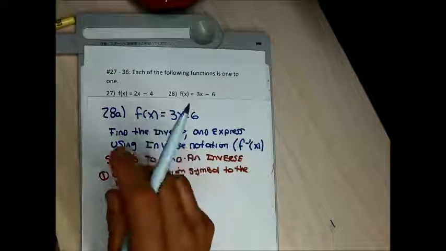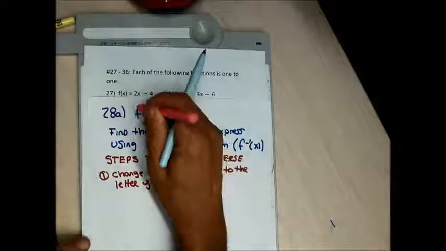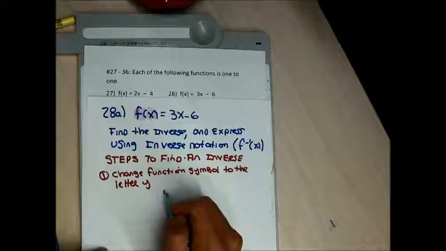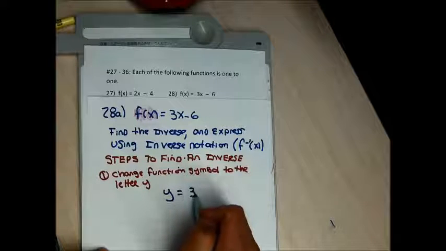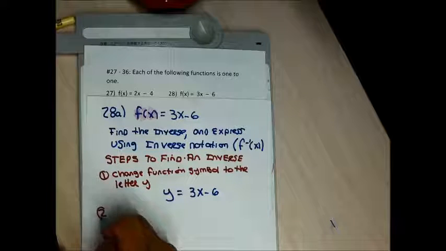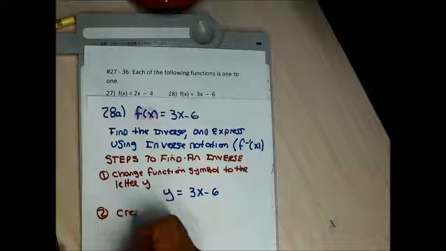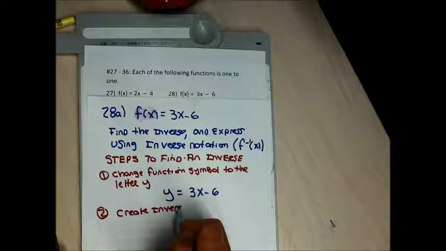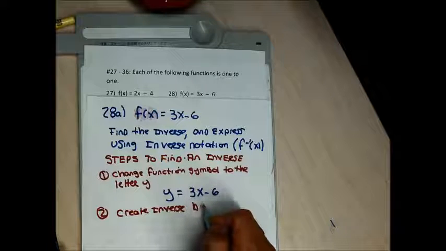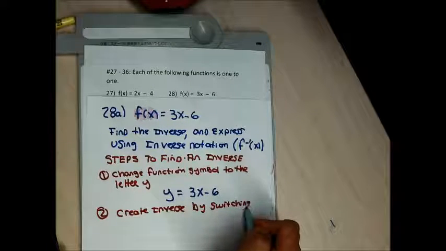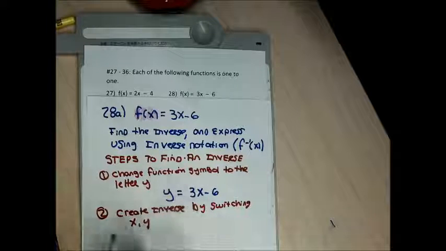So first step, the function symbol in problem 28a is this f of x. I'm going to change that function symbol to the letter y and rewrite this as y equals 3x minus 6. That hasn't created an inverse, but it'll make it more obvious when I do create the inverse. Step 2 is I'm going to create the inverse. And I create the inverse by switching the x and the y.